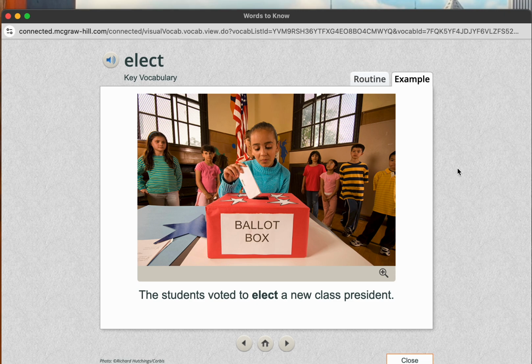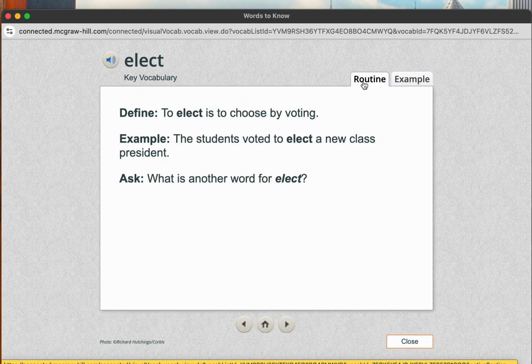Elect. For this term, I'm going to use it in the sentence: the students voted to elect a new class president. Elect. And if you notice, that first E here is long because it is an open syllable. Therefore, it makes a long E sound. Elect. So let's take a look at this term.